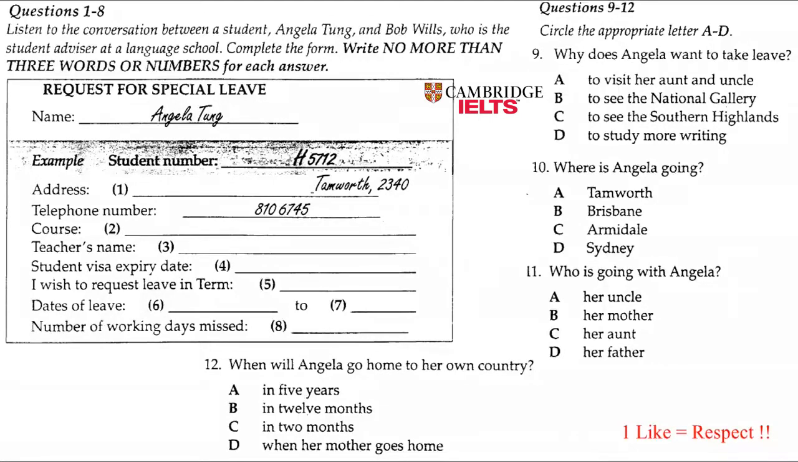Hello, Foreign Student Advisor's Office. This is Bob Wills speaking. Can I help you? It's Angela Tung here, Bob. I'd like to make a request for special leave. Can I do that over the phone? Hello, Angela. You can make that request by phone, but I'll have to fill the form out. Let me get the special leave form. OK, here it is. Tell me your student number, please. It's H for Harry, 5712. H 5712. OK. What's your address, Angela? Angela's student number is H5712, so that has been written on the form.